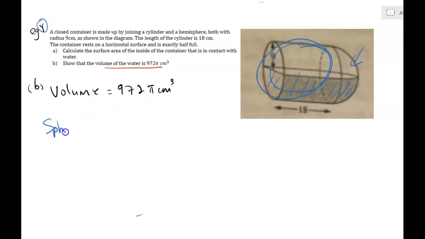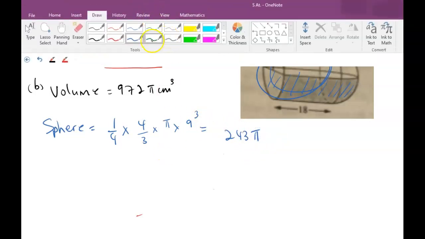So if I were to look at the sphere alone, that is actually a quarter of an entire sphere. So the volume there will actually be a quarter of whatever volume it is for a sphere. Now the volume for a sphere is actually 4 on 3 pi r cubed. So if I put in this formula, r cubed will actually be 9 cubed. So this actually will work out to be 243 pi. Now that is for just the sphere.